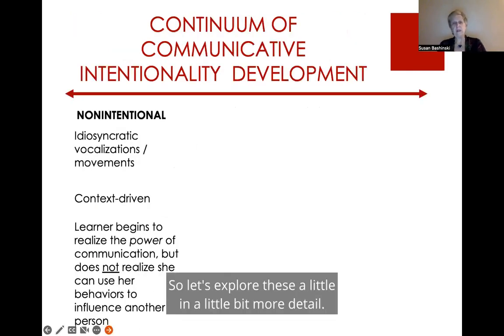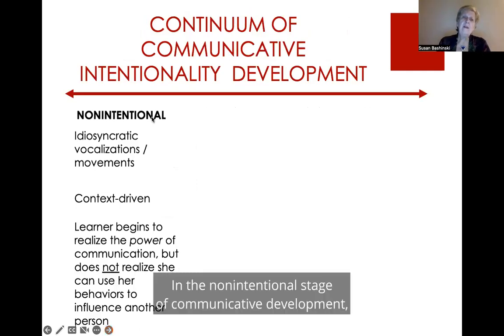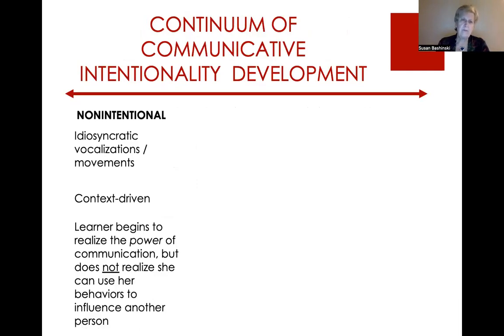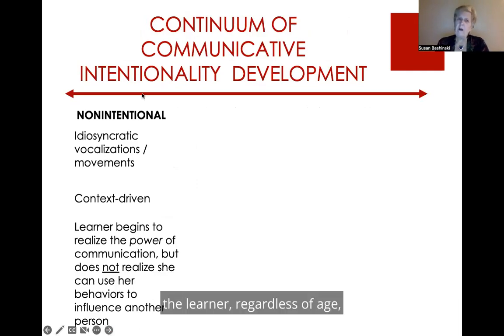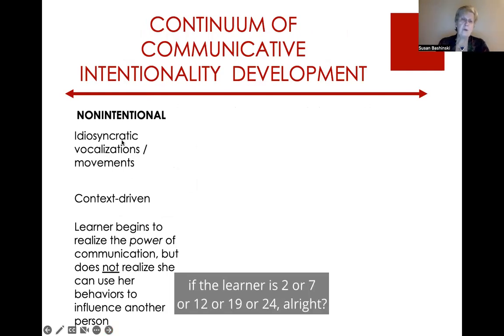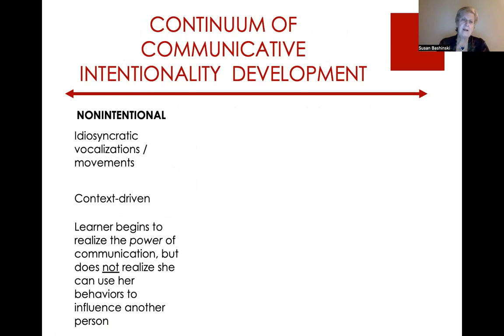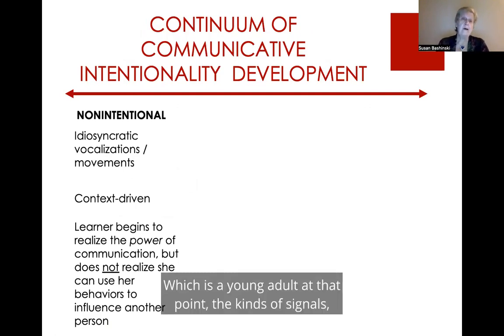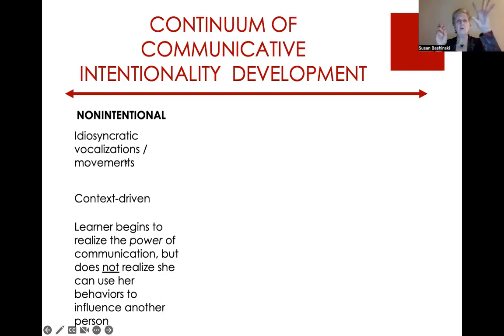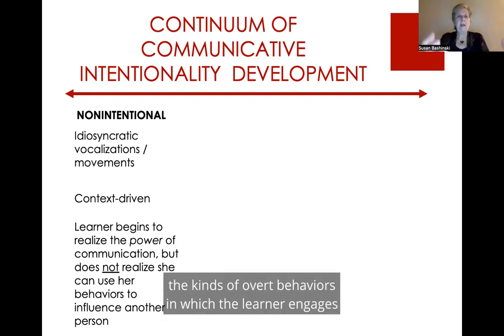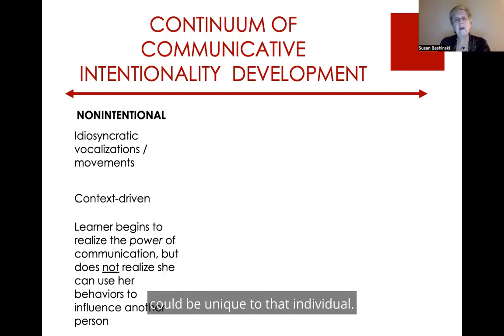So let's explore these in a little bit more detail. In the non-intentional stage of communicative development, the learner, regardless of age, if the learner is 2 or 7 or 12 or 19 or 24, which is a young adult at that point, the kinds of signals, the kinds of overt behaviors in which the learner engages could be unique to that individual.